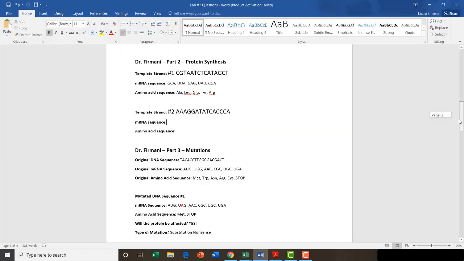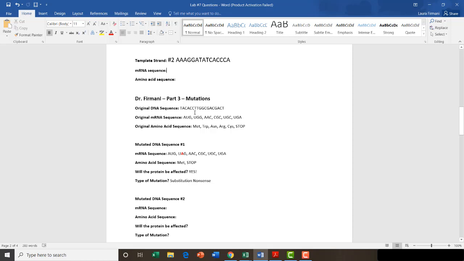So here in your Word document, we're going to work on part 3, mutations. Here I want to do this part with you. I'm going to do the first mutation with you, and then you're going to be on your own for the rest. So here is our original DNA sequence. Just like before, I like to read it in groups of 3 bases so I can make my mRNA codons.